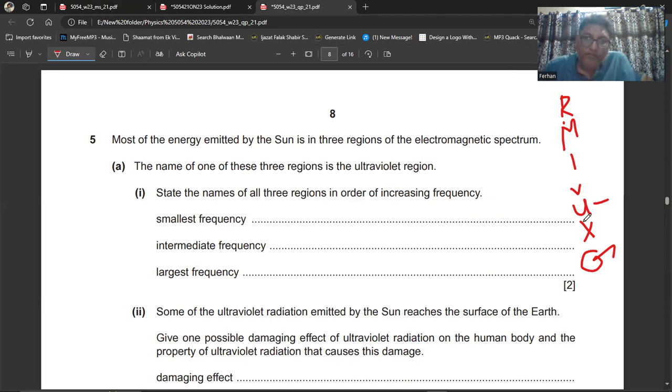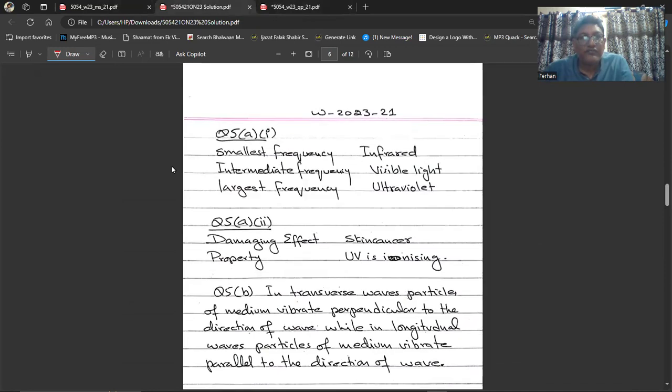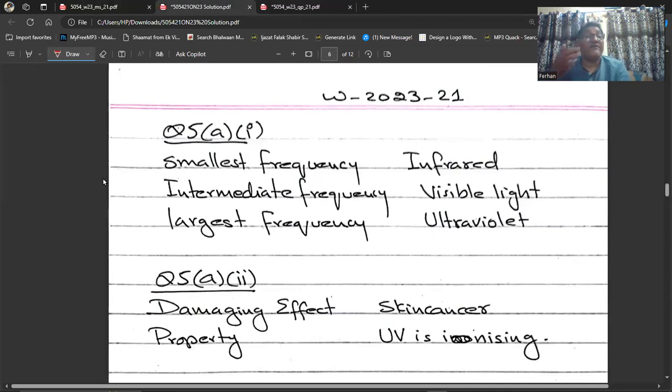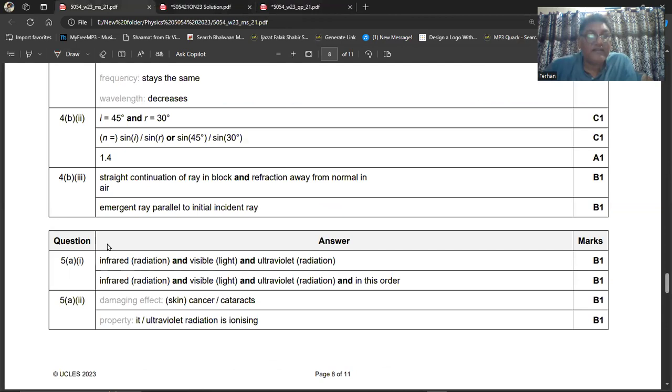So as you go down in this pattern, the frequency is increasing. So the smallest frequency is infrared, then you will have visible light, and then you will have ultraviolet. Okay, so let me show you. So question number 5A, first part, smaller frequency will be infrared, intermediate frequency will be the visible light, and the largest frequency will be ultraviolet.